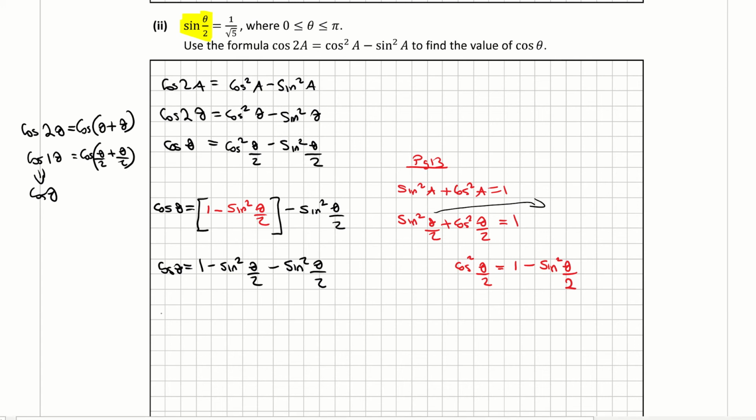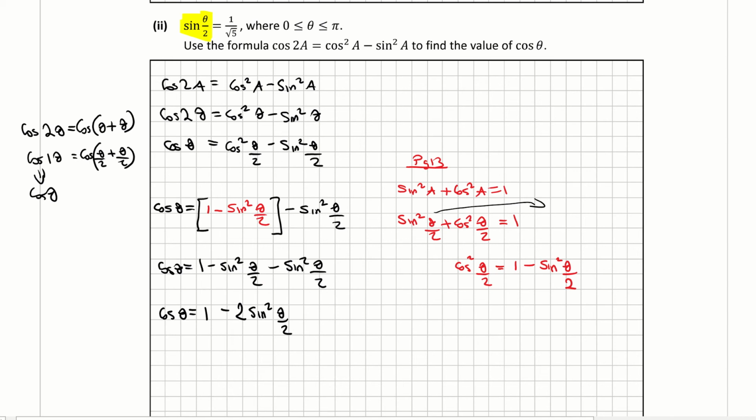So now I have cos theta is equal to 1. Well, I have two of these now. So minus sine squared theta minus sine squared theta gives me minus 2 sine squared theta over 2. So think of that sine squared theta over 2 as an x. So it's minus x minus x is minus 2x. So just try and think of it like that. And where can I go from there?